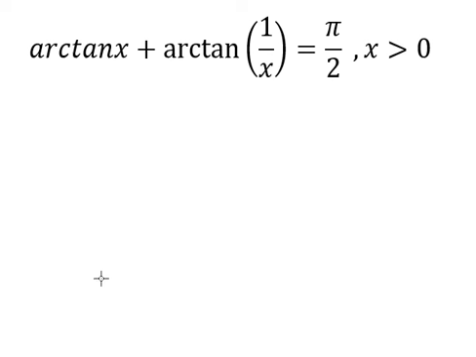Hello everybody. So today I want to talk about trigonometry. The topic today is that we need to prove this equation. So now I want to show you how to answer.